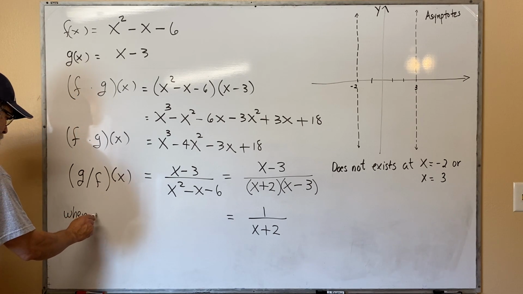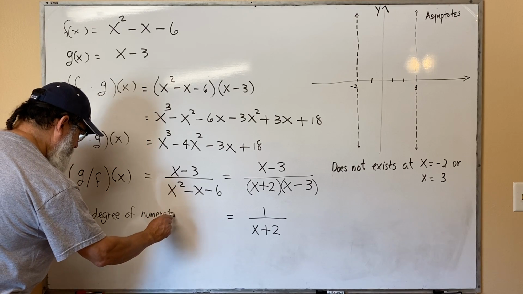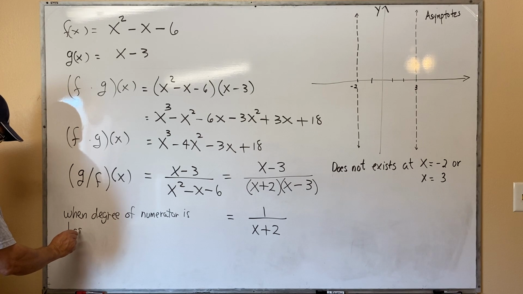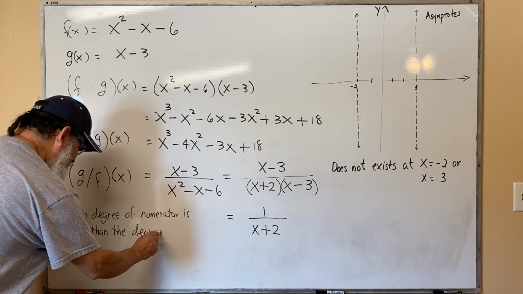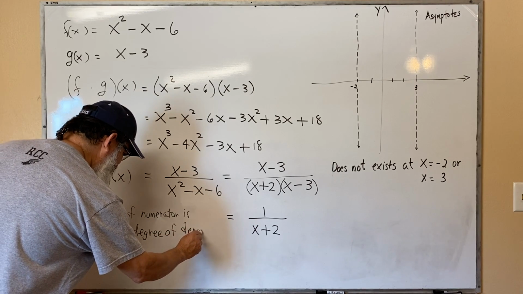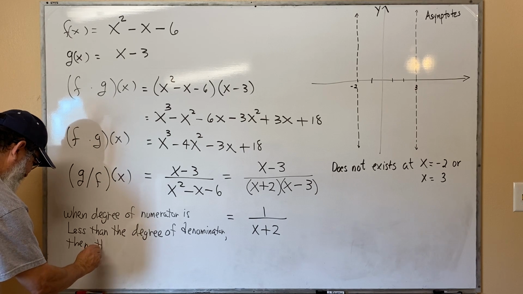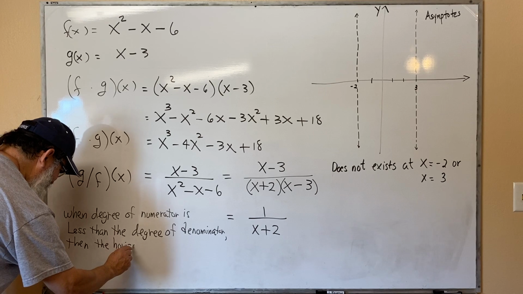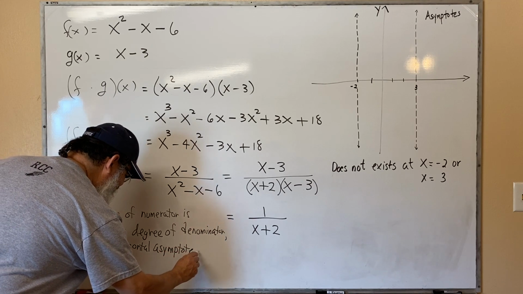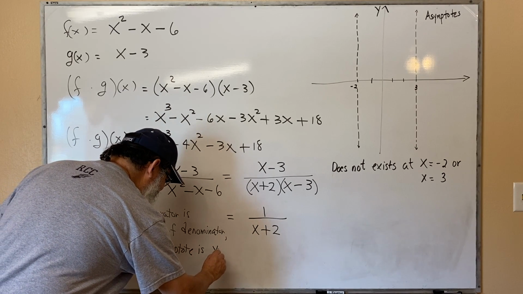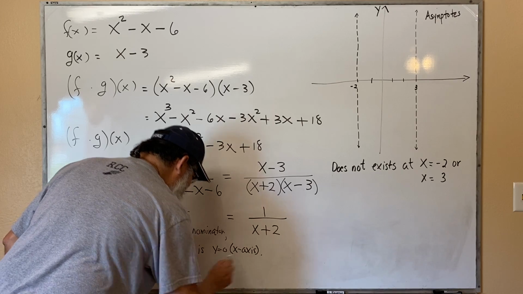When the degree of the numerator is less than the degree of the denominator, then the horizontal asymptote is y equals 0, which is the x-axis. Okay?